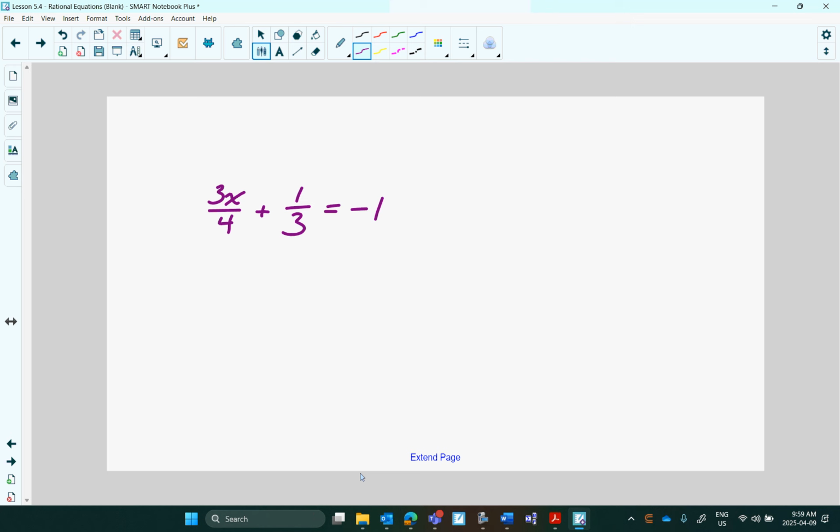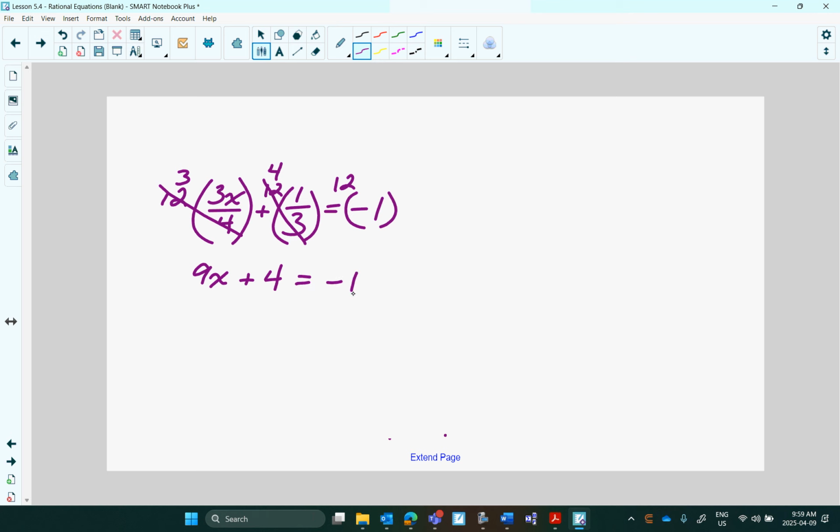So I'm going to multiply everything in this equation by 12, because the lowest common denominator of 4 and 3 is 12. And remember, even the non-fractions. And remember, 12 divided by 4, that's 3, so 3 times 3x is 9x. 12 divided by 3 is 4, times 1 is 4. 12 times -1 is -12. Notice we cleared the fractions. That's what multiplying by the LCD does. And it gives us an equation that we've been solving for a long time.